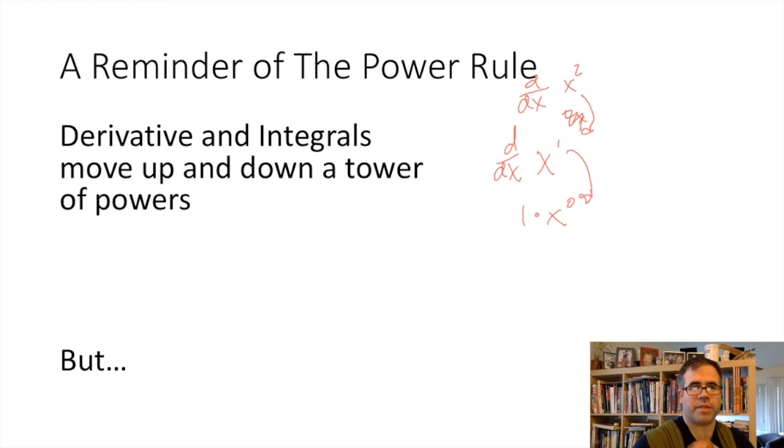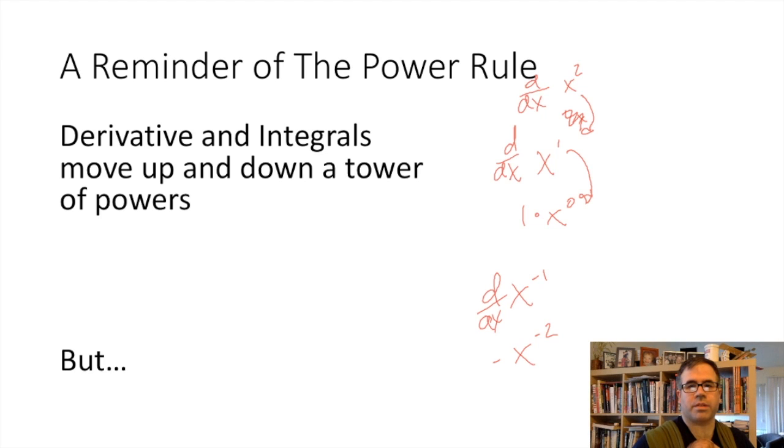And it's the same if you have negative powers. If you have x to the negative 1 and you take the derivative, the same thing happens. You get negative x to the negative second. So you have this kind of tower of powers. If you want the power to go down, you take the derivative. Likewise, if you want to go up, you take the integral.